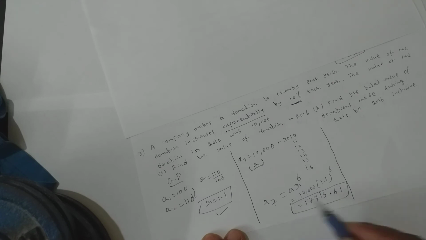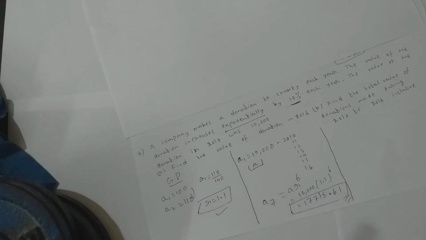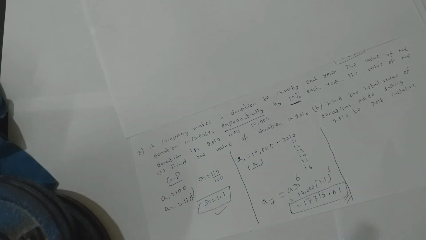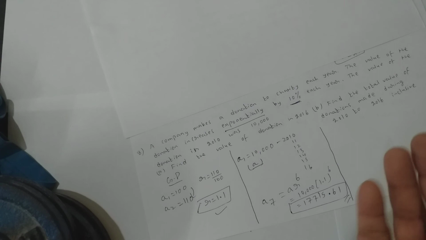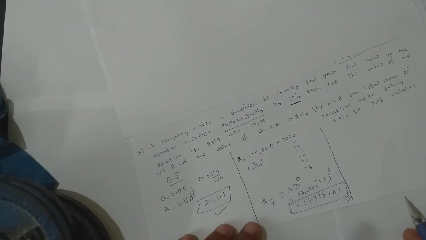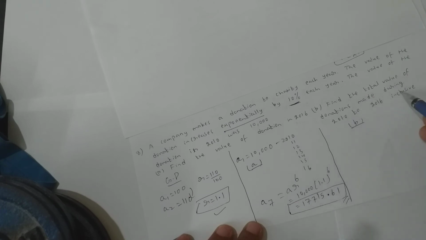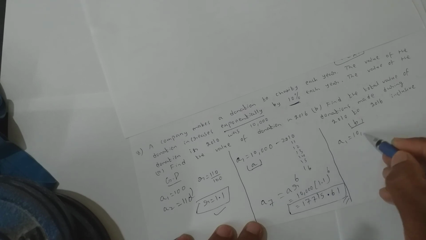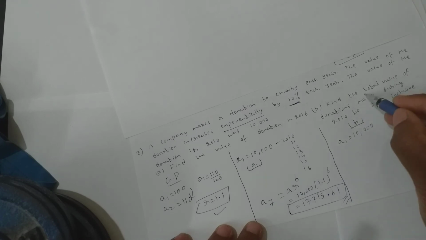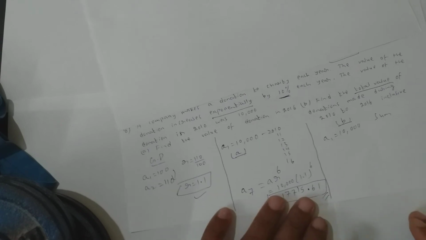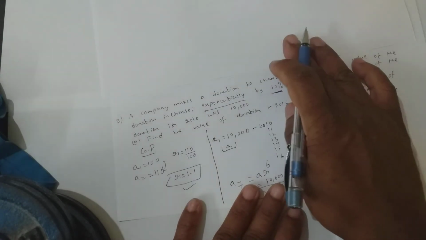Our part A is completed. Am I clear? If you write like this, there is no chance of making any mistake. If you count, something might go wrong. So better you write it. Next, look at B1. Find the total value of donations made during 2010 to 16 inclusive. Again, A1 equal to 10,000. They are asking the total, means sum you need to find out. Sum of what? From 2010 to 16 inclusive, how many years will it be?